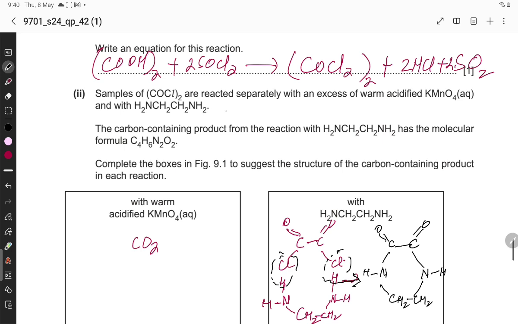Samples of COCl2 are reacted separately with an excess of warm acidified potassium manganate with this compound, and with this diamine. The carbon containing product from the reaction with the diamine has the molecular formula C4H6N2O2. Complete the boxes in figure 9.1 to suggest the structure of the carbon containing product in each reaction.